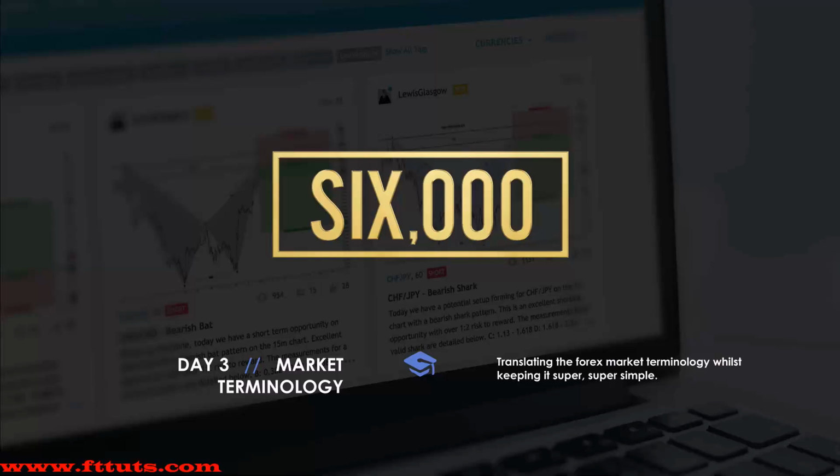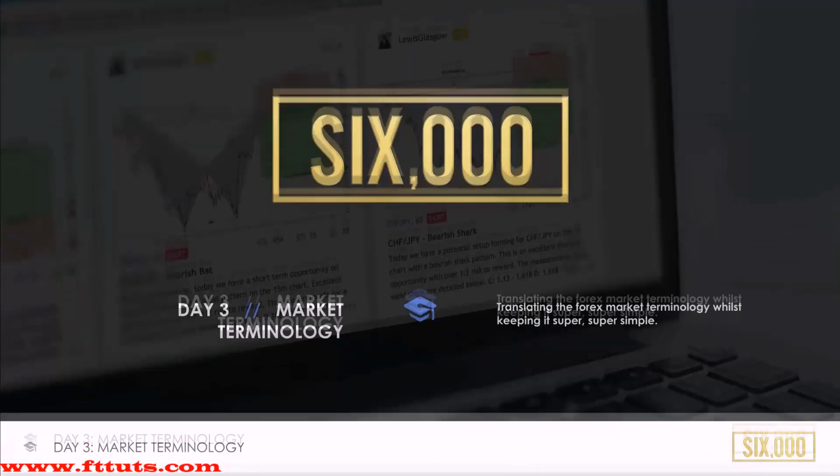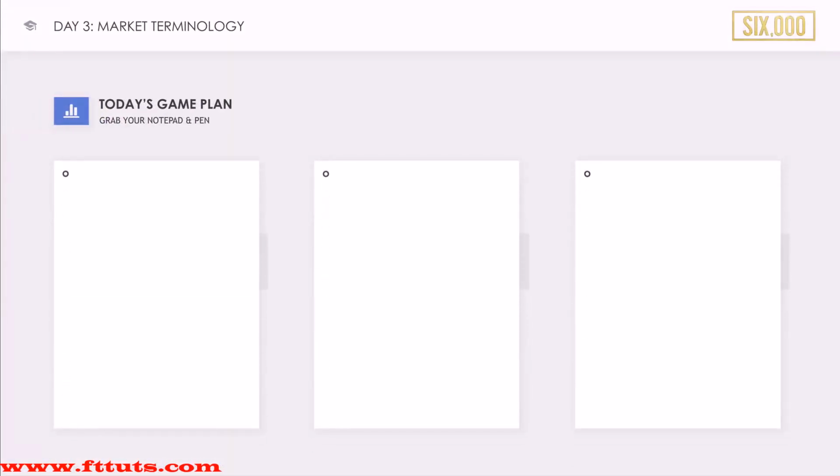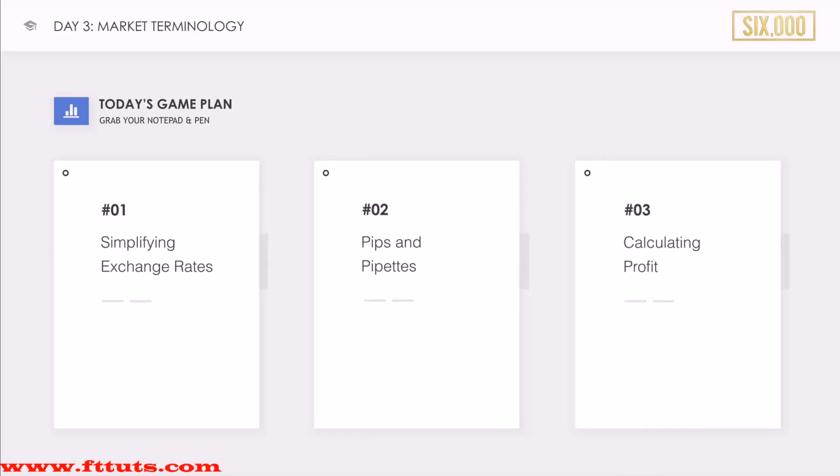We're now on to day 3 in the 14-day course. Today's module is market terminology, and we are simply translating the Forex market terminology whilst keeping it super simple. Now, today's game plan, we will be covering simplifying exchange rates, followed by pips and pipettes, and finally calculating profit.